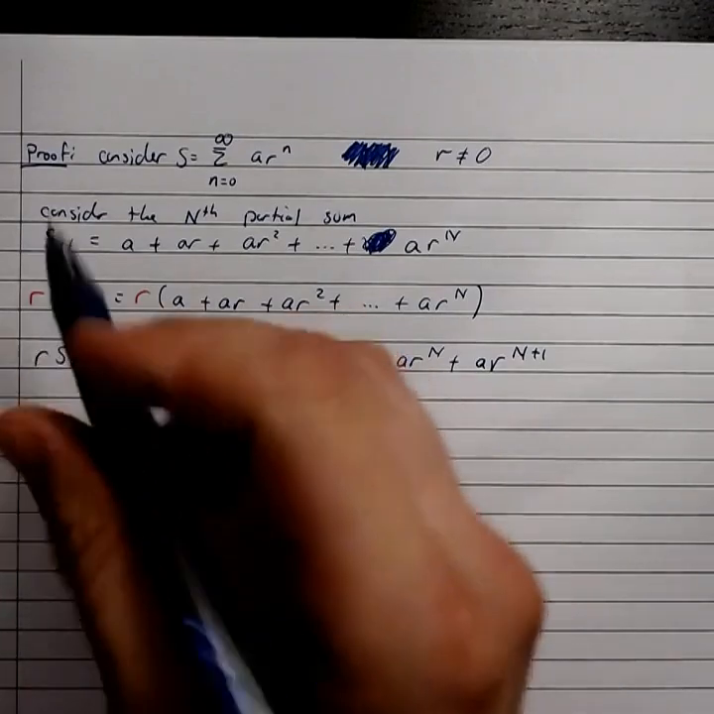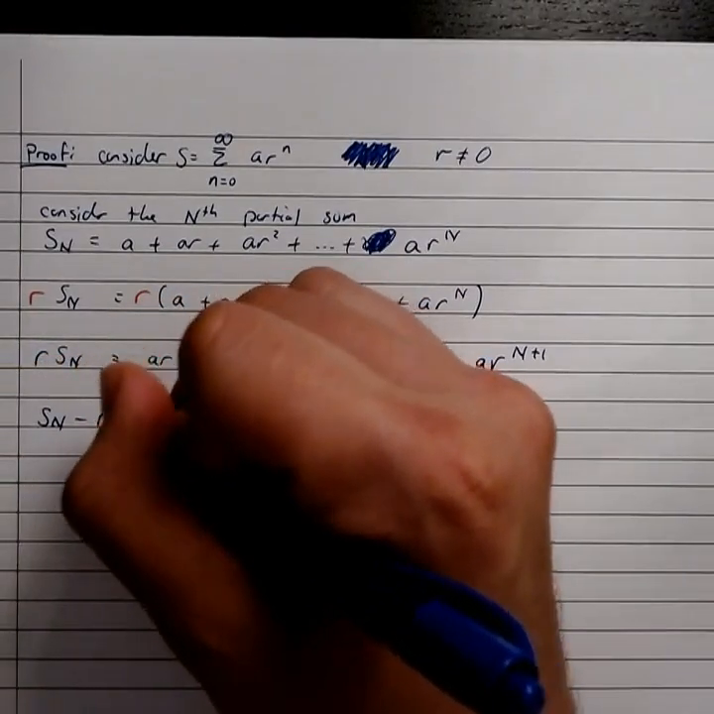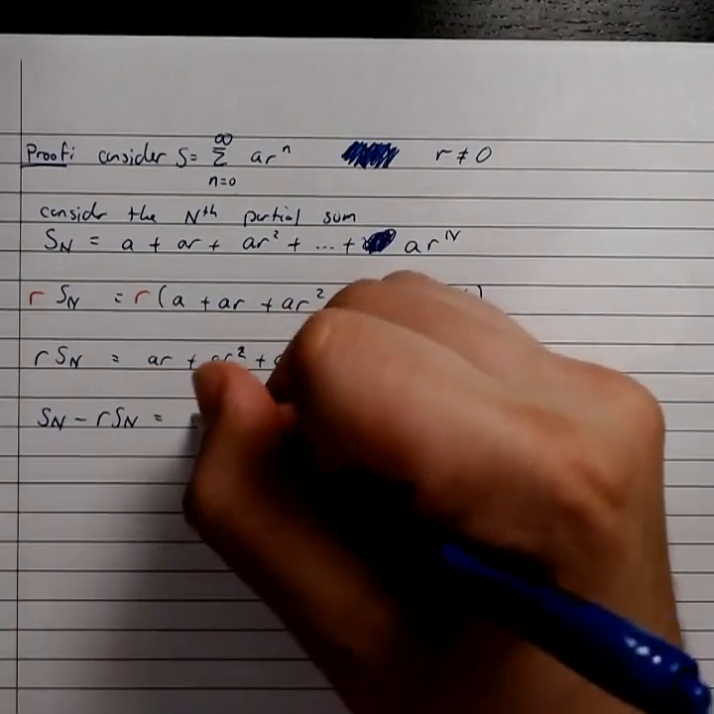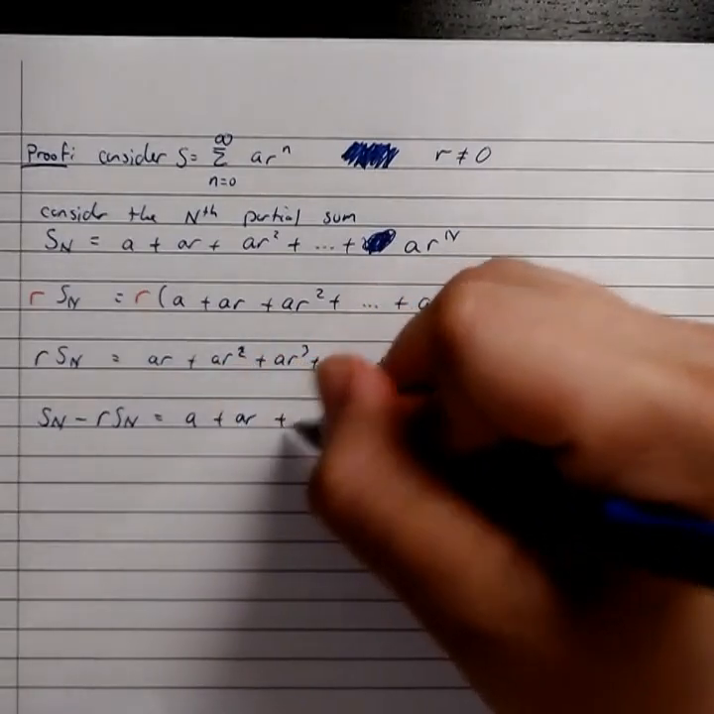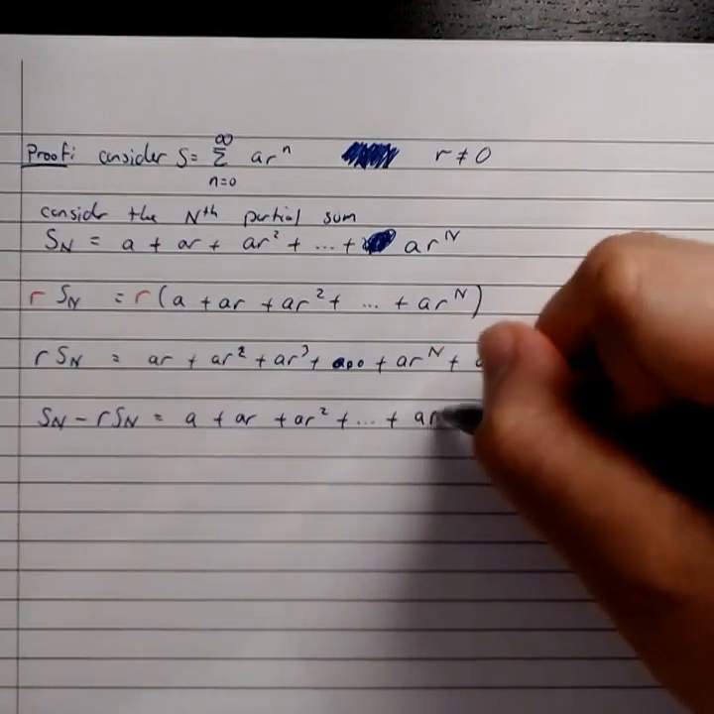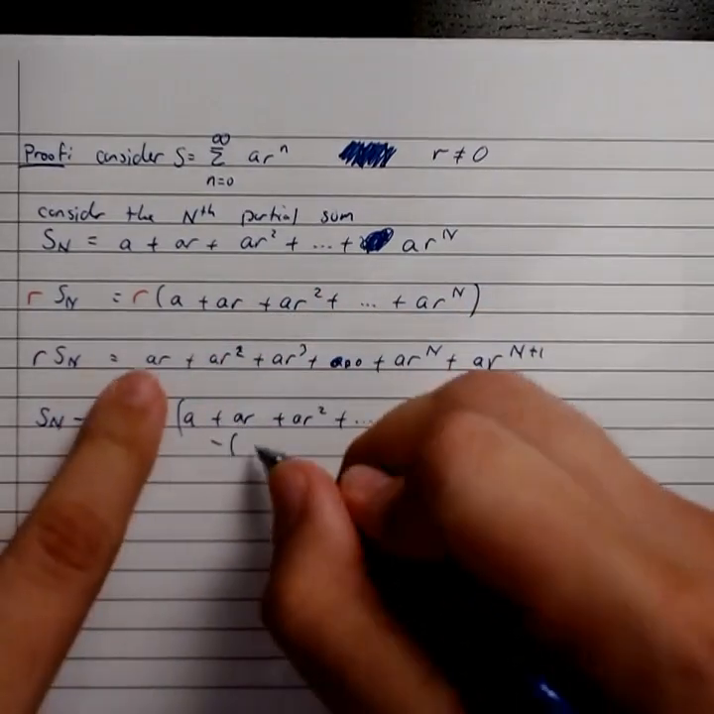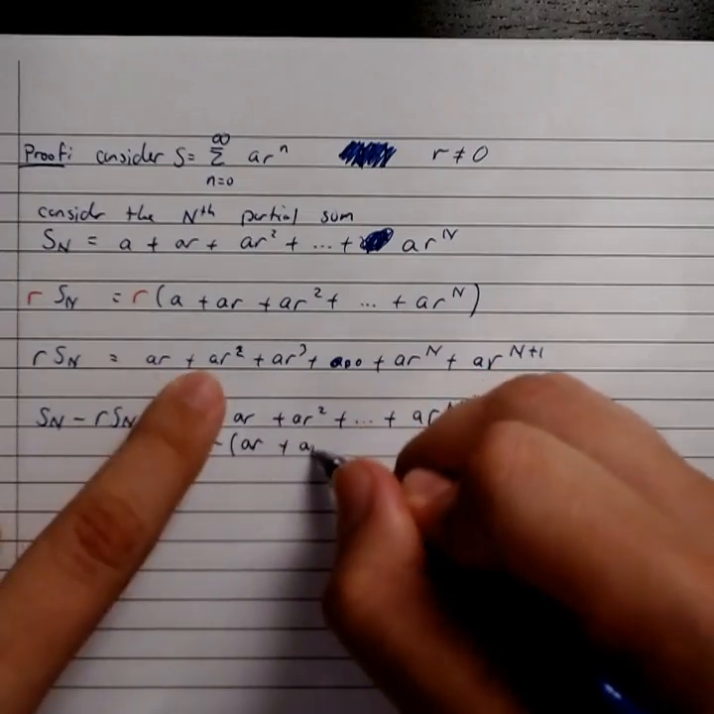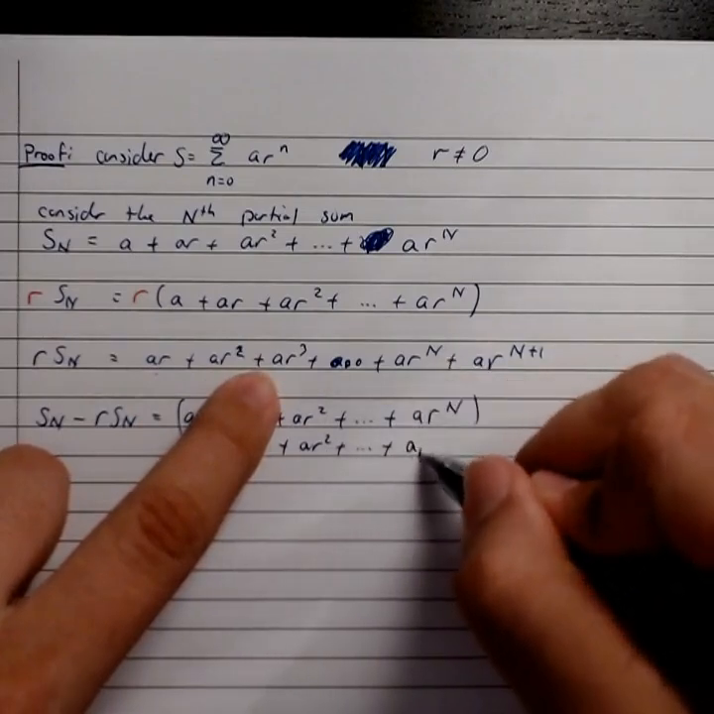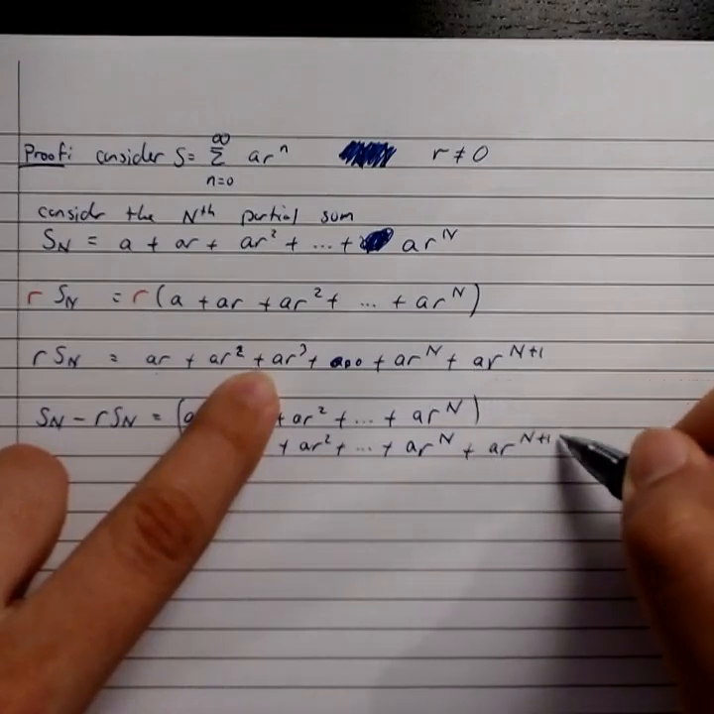Okay, so now consider what happens if I subtract these two. If I take S sub n minus r times S sub n, that's going to give me all of this stuff, a plus ar plus ar squared plus dot dot dot plus ar to the n, minus all of this stuff, which is ar plus ar squared plus, there's a bunch of stuff in here, plus ar to the n. Oh, but there's one more. So plus ar to the n plus 1.